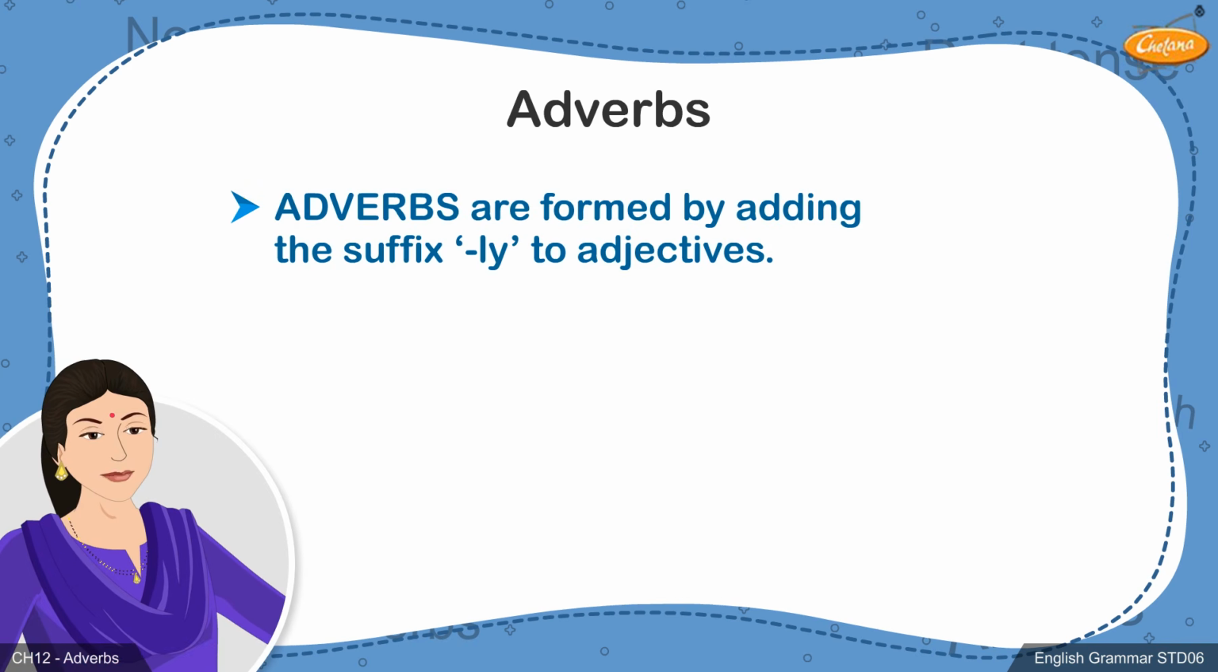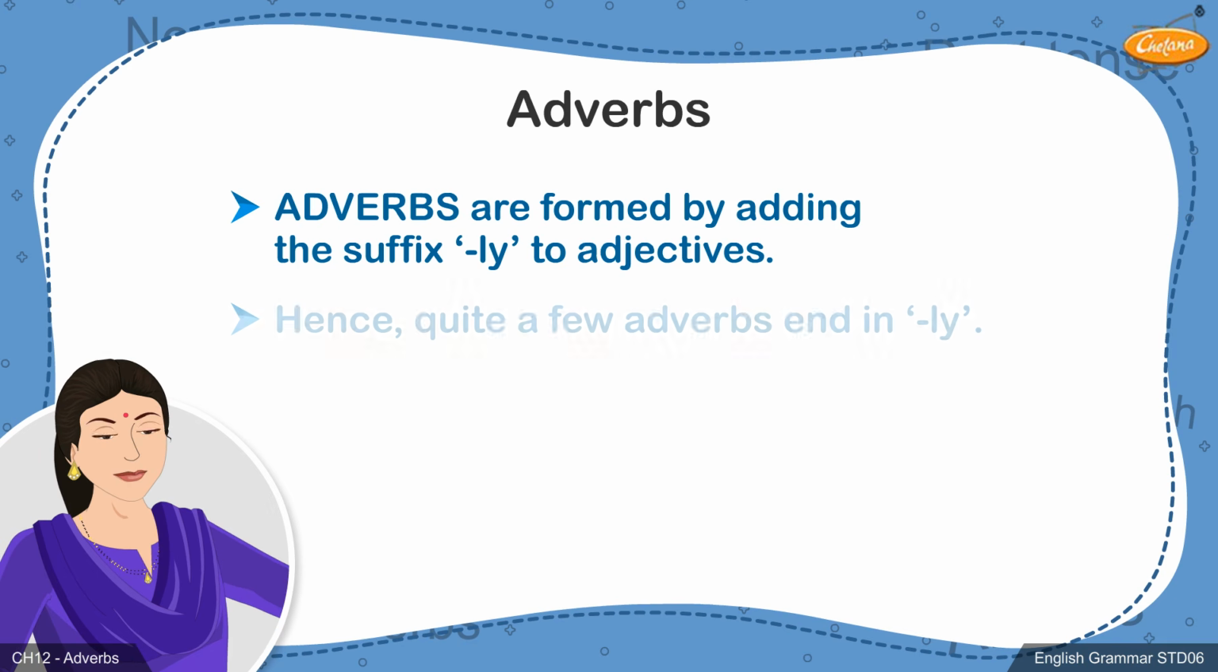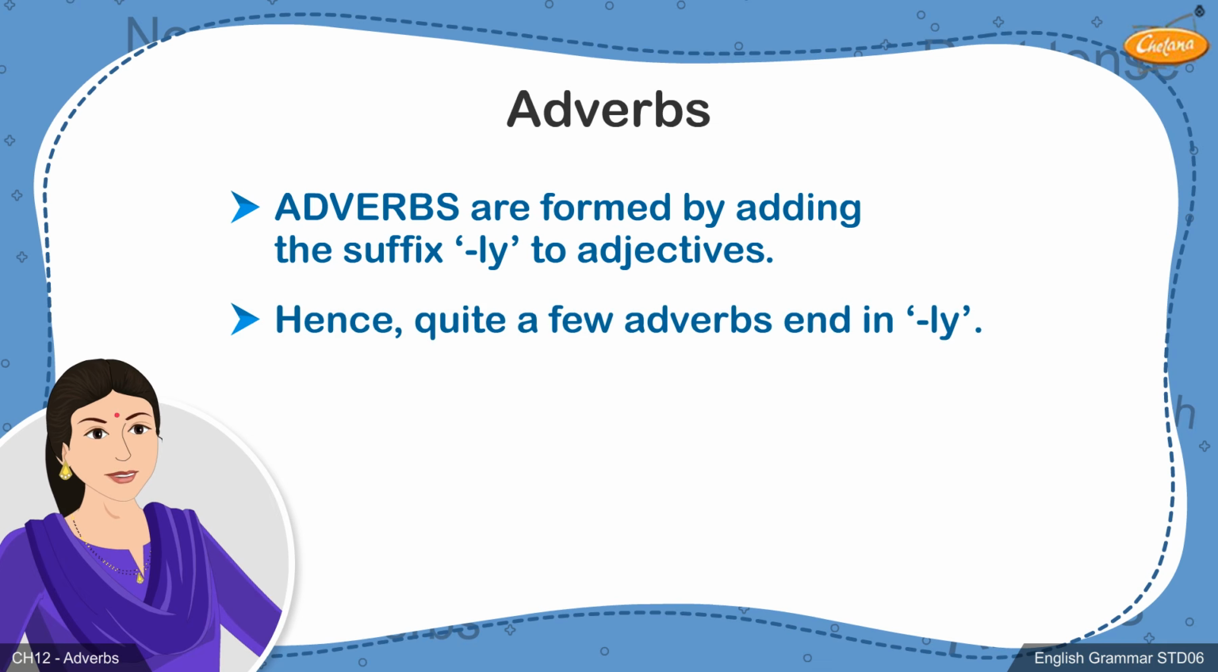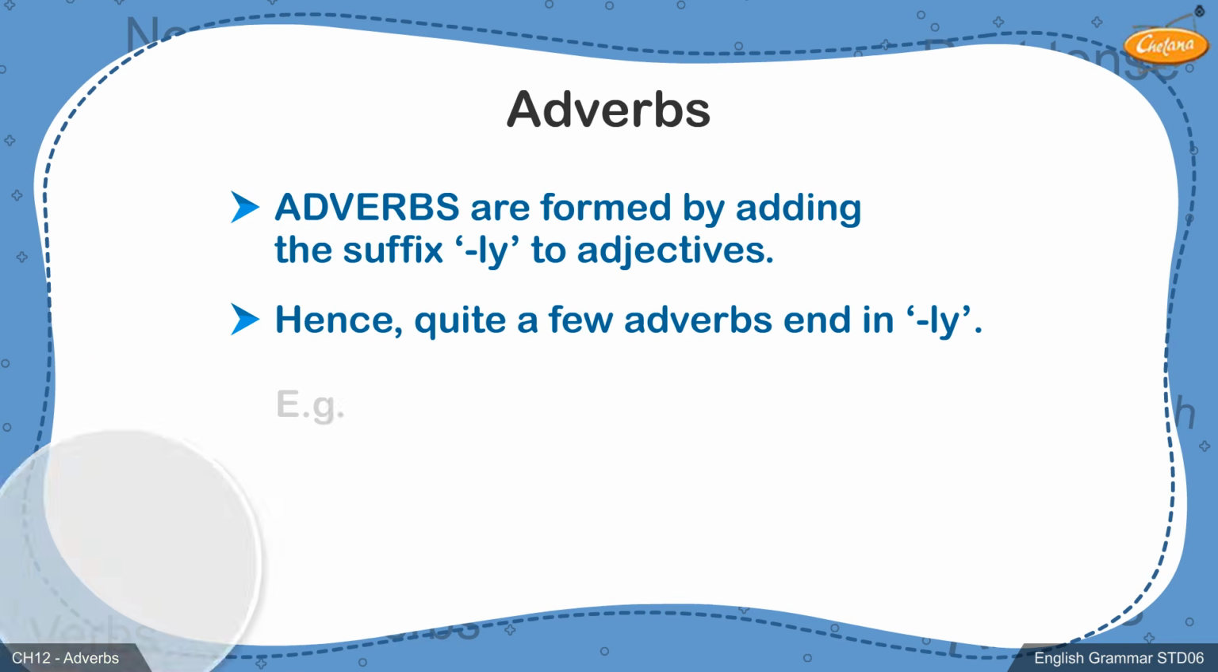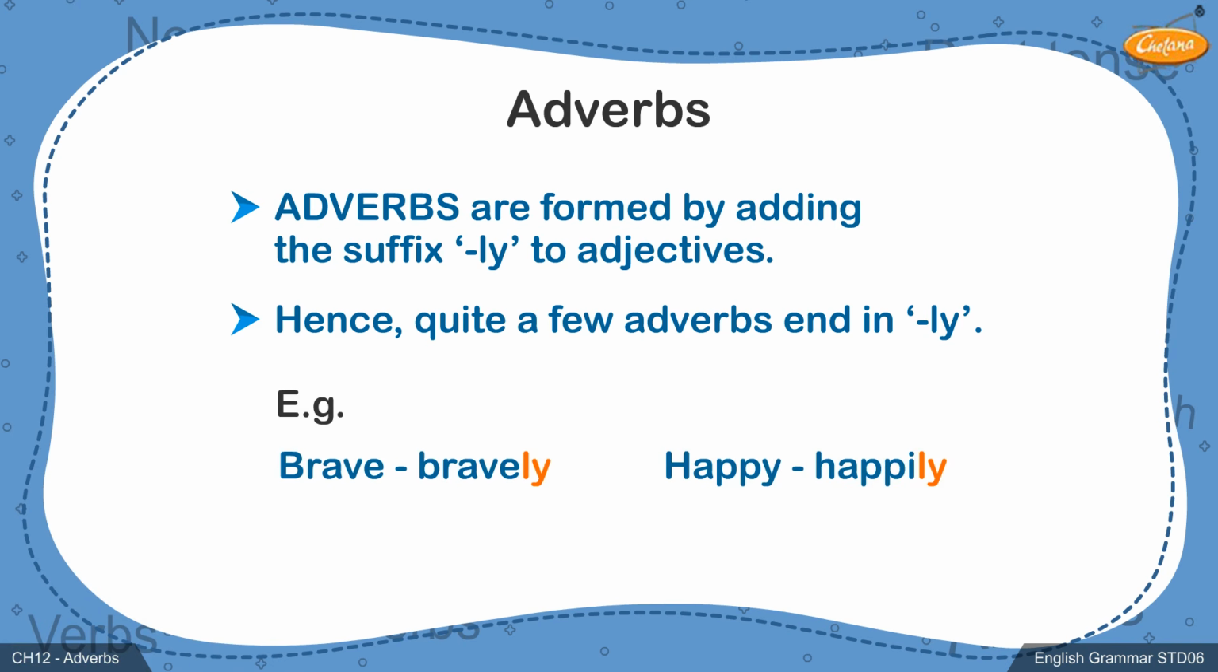Most adverbs are formed by adding the suffix ly to the adjective forms. There are quite a few adverbs that end with ly. You can easily identify these adverbs in sentences. For example, brave, bravely; happy, happily; quick, quickly; clear, clearly.